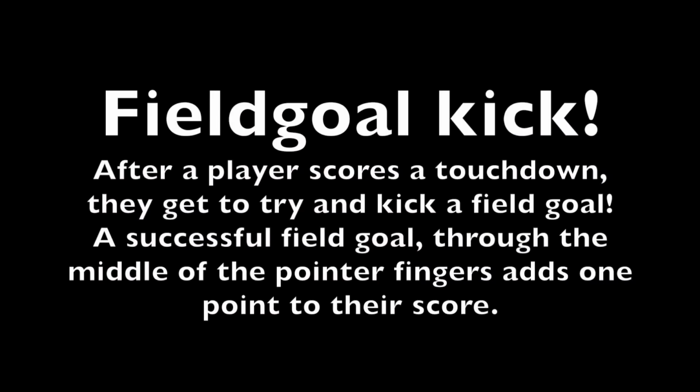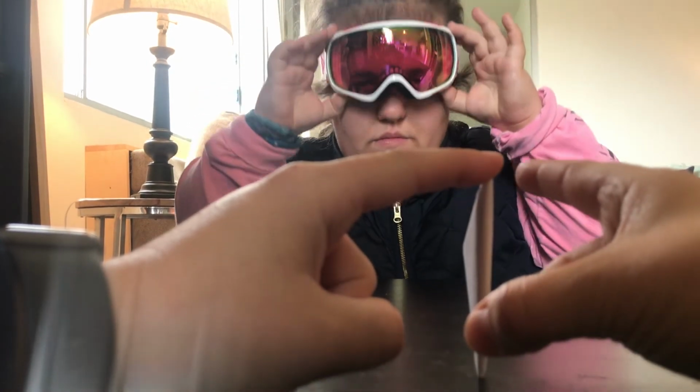After a player scores a touchdown, they can try to kick a field goal. After a successful field goal, a player can add 1 point to the total of their score. Place your field goal at the edge of the table and then flick from the middle of the field. Make sure safety protection is used.